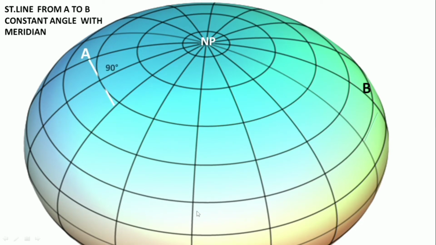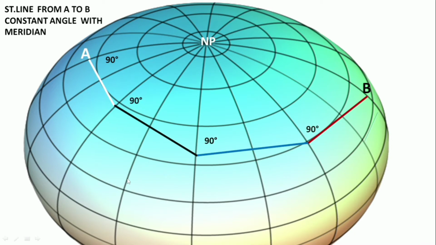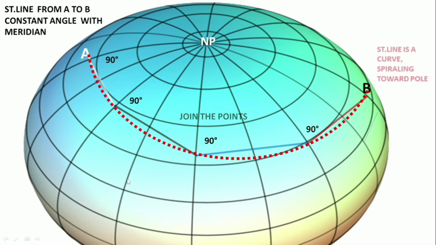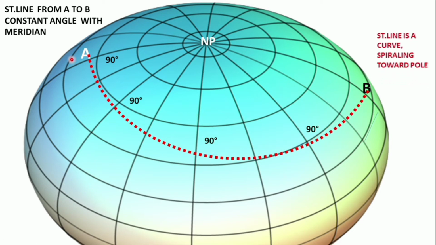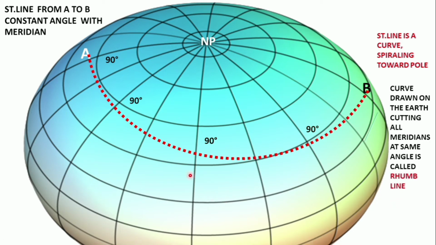In contrast, if I tried to make a straight line here, at an angle of 90 degrees, you will notice that this straight line turns out to be a curve. And this curve is spiraling towards the pole. Of course, it doesn't go and meet the poles, but it is tending to curve towards the pole. Now, this curved line, which we make on the surface of the Earth, cutting all the meridians at the same angle, 90 degrees, as I'm showing you here, is called a rhumb line track.